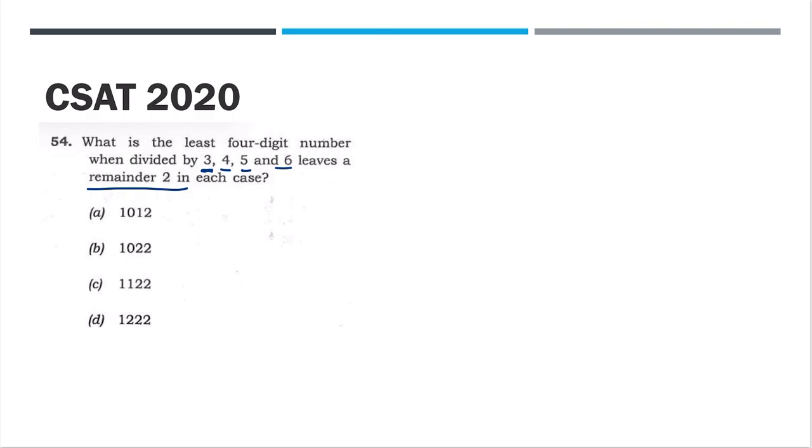Right? Suppose if 2 options are given, 999 and 1002. Without solving, if the statement remains the same, what is the least 4-digit number when divided by 3, 4, 5, 6 gives me a remainder of 2? Now just give me a common sense. Is this a 4-digit number? No. Then 999 is not the answer. I hope it is clear.